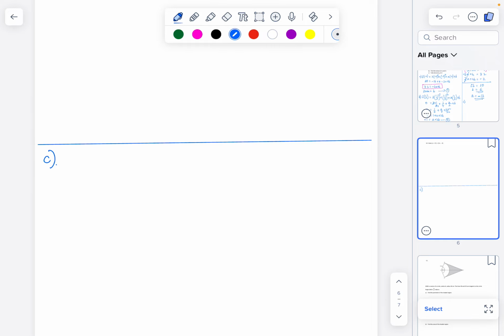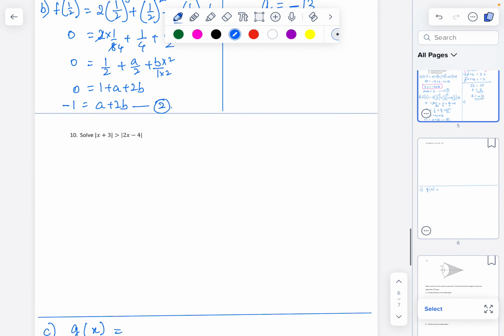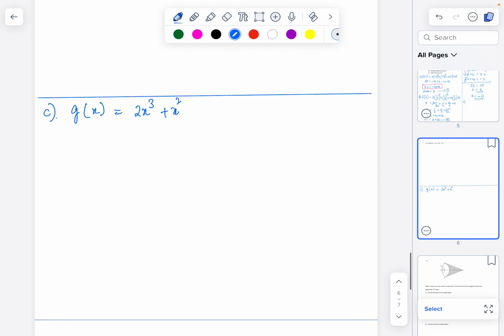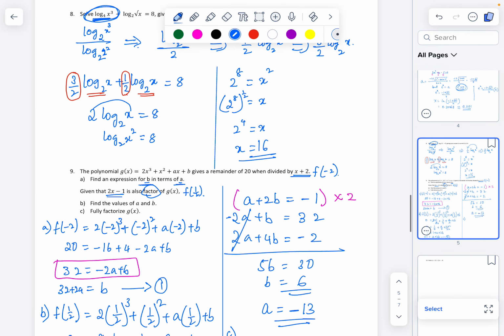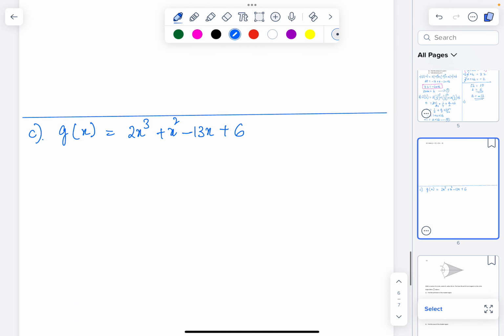We need to factorize g of x completely. So let us write g of x here. I got a as negative 13 and b as 6. So g of x is 2x cubed plus x squared, a is negative, right, so negative 13x plus 6. We had a factor here. What is a factor here? This one is a factor. We got it, right? So I'm going to divide by that factor: 2x cubed plus x squared minus 13x plus 6 divided by 2x minus 1.